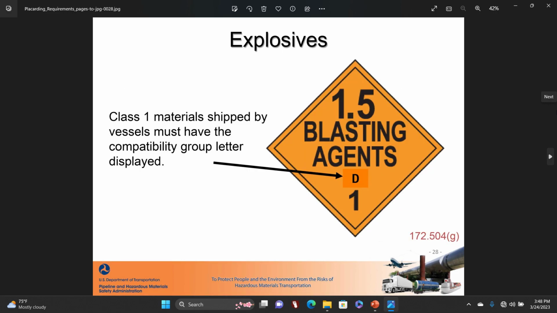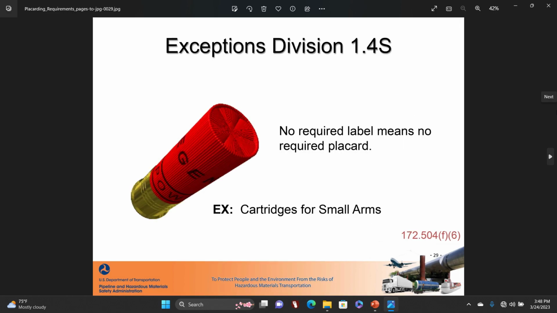Class 1 materials shipped by vessels must have the compatibility group letter displayed. No required label means no required placard. So cartridges for small arms don't necessarily require a placard.